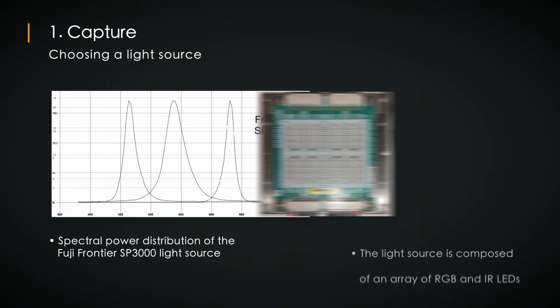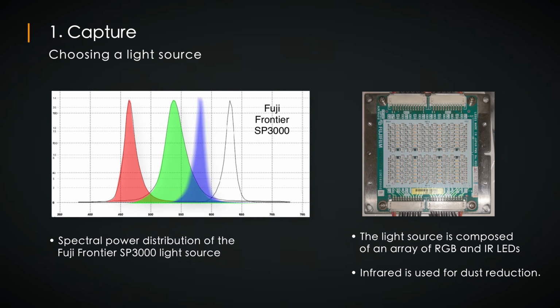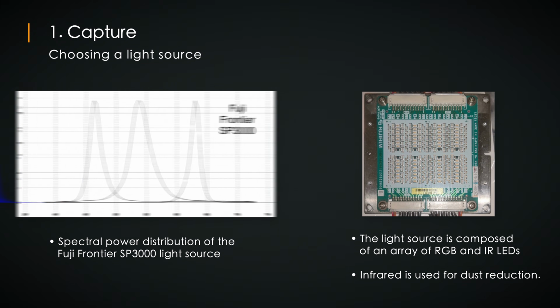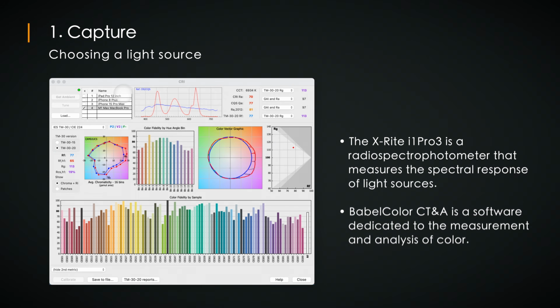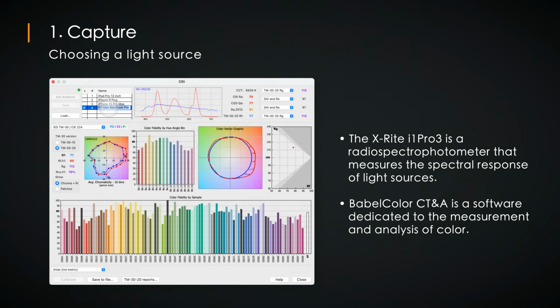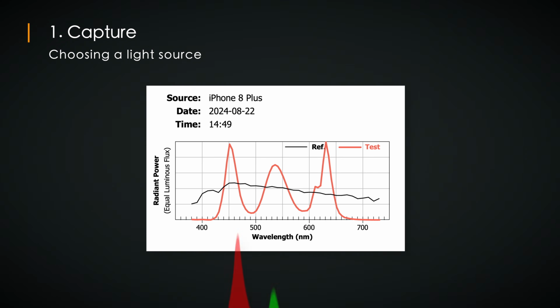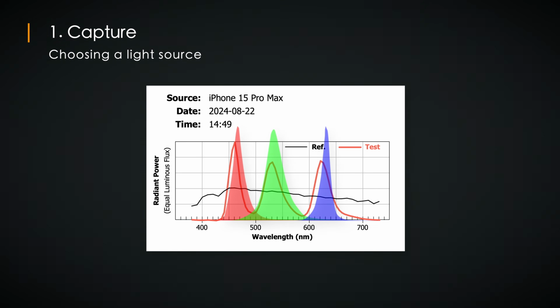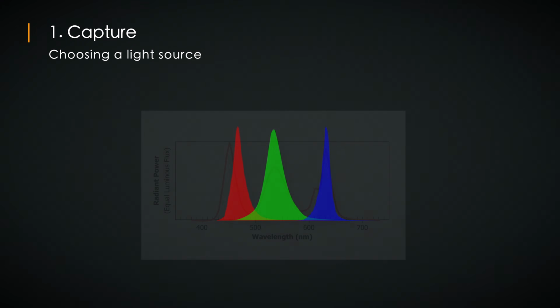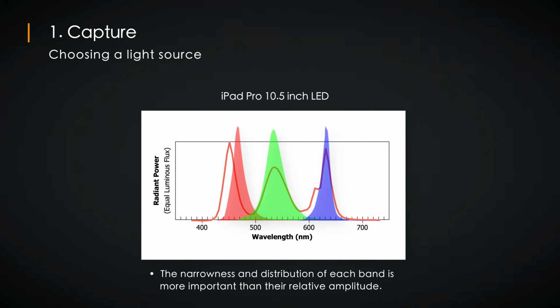As we can see from this diagram, 3 peaks are present on the light source of the popular Fuji Frontier SP3000 film scanner. This got me thinking that I could potentially have a light source around me with similar characteristics. I fired up my X-Rite i1 Pro 3 with Babel Color CTNA and measured several screens around the house. Every LED and OLED Apple device I measured exhibit a similar response, so it's fair to say that most screens should give favorable results. That said, for this standard method, I will use my iPad LED screen as a backlight.